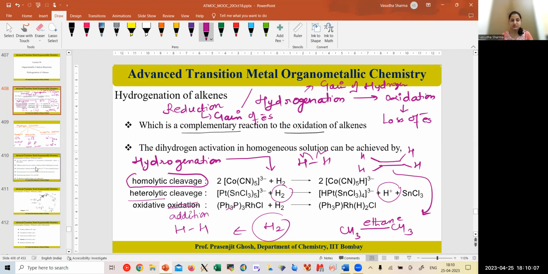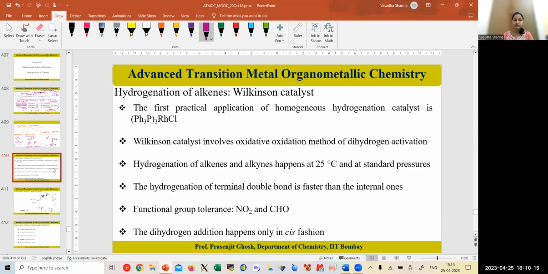Okay. So this is the first step, because we are talking about hydrogenations, we need to know how the hydrogen molecules get activated. Now, for the hydrogenation of alkenes, the first catalyst that we know is called the Wilkinson catalyst, with the formula (PPh3)3RhCl, where rhodium is in the +1 oxidation state with a coordination number of 4.